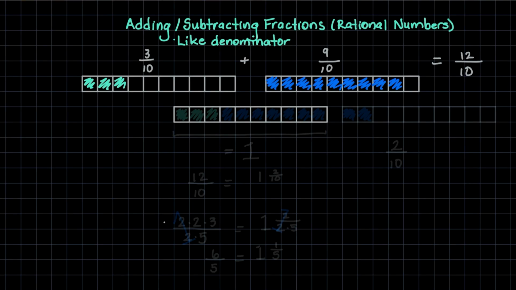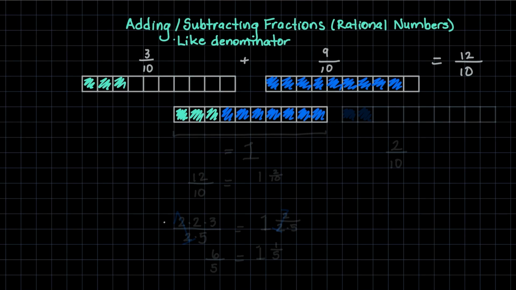Something should go off in our brain that 12 is bigger than 10. So I'm not going to have enough parts. So let's look at that. Let's start with 3. And then I'm adding 9. 1, 2, 3, 4, 5, 6, 7. That's not enough. I don't have enough tenths to add 9.